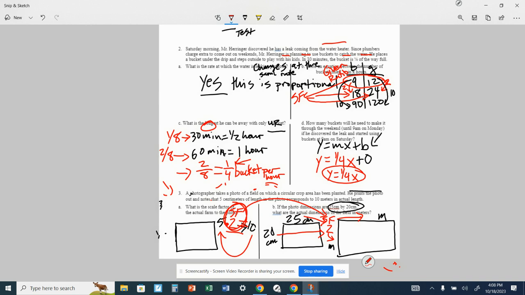So 25 times 2 is 50. This is 50 meters. And 20 times 2 is 40. This should be 40 meters. Okay? Using our scale factor to scale it up from the picture to the actual. Okay?